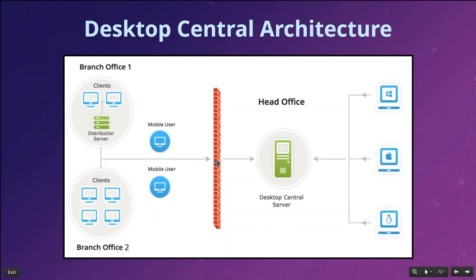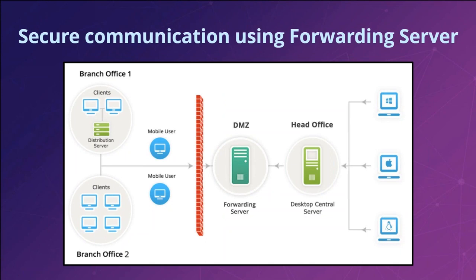What if you don't want to expose your central server to the internet? You can use a concept called a forwarding server. What is a forwarding server? A forwarding server is a secure gateway server that is placed in between your Desktop Central and the wide area network agents. By placing this forwarding server, all your traffic over the internet goes to the forwarding server first, and from the forwarding server, it goes to the Desktop Central server.